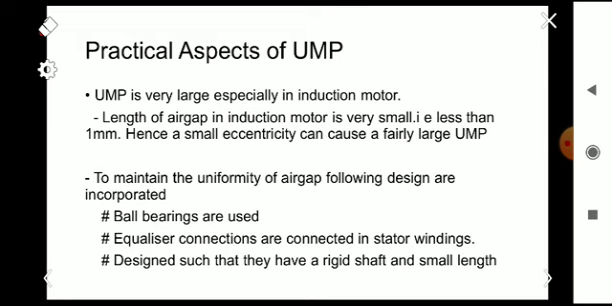The next point is that the motors are designed with a rigid shaft and a small length. Most induction motors have a rigid shaft and a small length, and they are also provided with bearings of bigger size. A stiff and short shaft gives negligible eccentricity, and therefore the UMP is small. That's the reason for that.